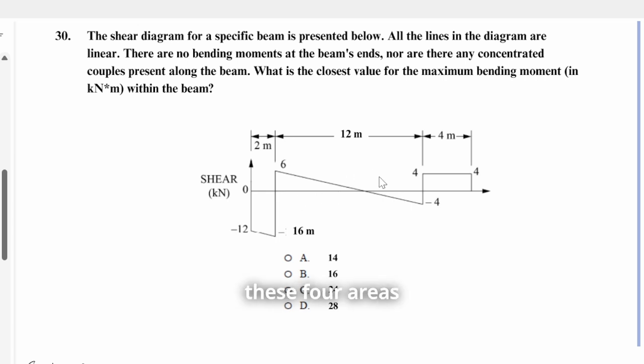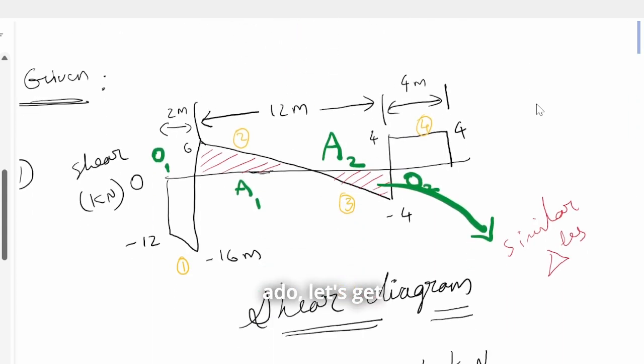Then whichever of these 4 areas is the highest magnitude gives you the maximum bending moment. You understand? That is the concept of this problem. So with no further ado, let's get into solving it.